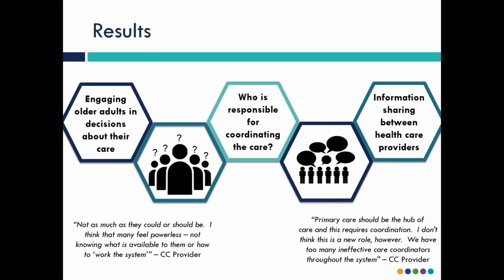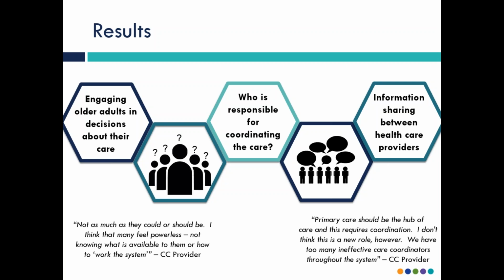So one provider said, "Older adults aren't engaged as much as they could or should be. Many feel powerless, not knowing what is available to them or how to work the system." Another provider said, "Primary care should be the hub of care, and this requires coordination."